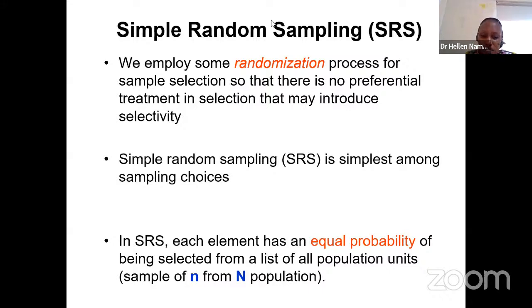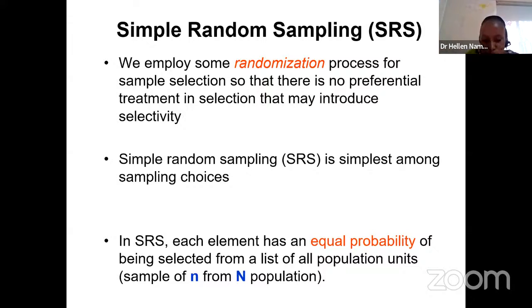Whereby in this particular case, this is the simplest among all the choices. There is randomization, but also what is important to note is that every element has an equal probability of being selected from a list of all population units. So you assume that when you go to the field or when you go to the survey, the respondents that you're going to pick, everyone has an equal chance of being selected.